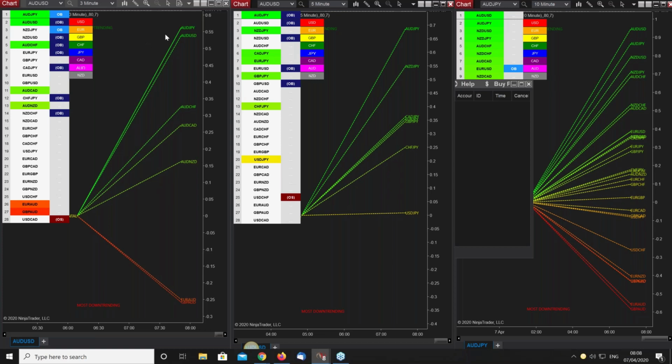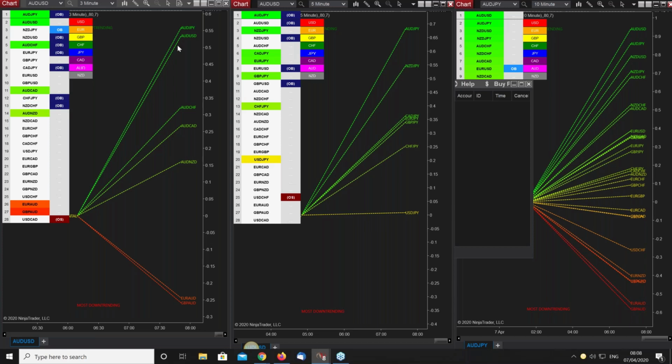Where are the strongest trends? Well, you can see them here. The Aussie yen is the strongest. It's getting up into a potentially overbought situation because this is flashing on and off in a brighter color, as you can see here. When it goes to a solid line, it's confirming that. So it's getting up to that sort of state.